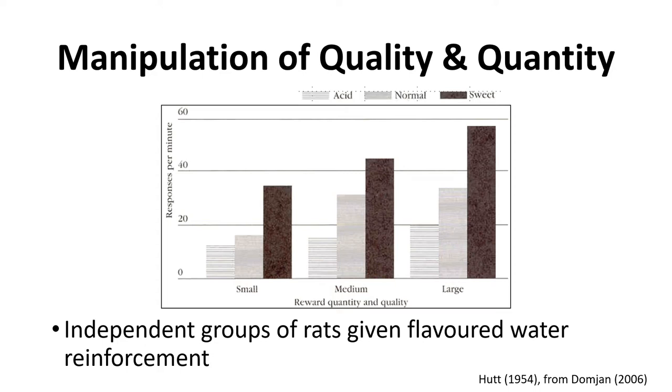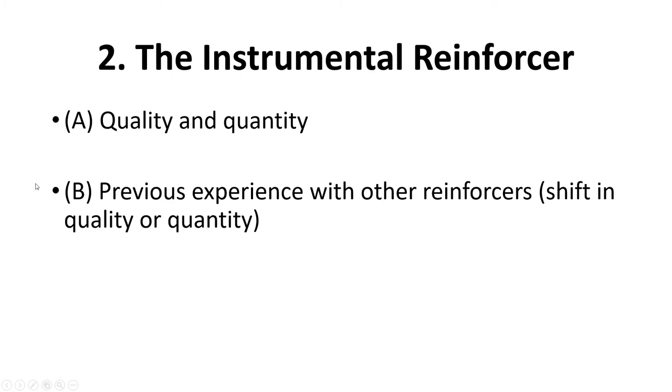Now, the next thing that we want to consider is, well, what if these groups weren't independent? What if we used the same rats, and some of them would start off getting a small amount of water, and then they'd get a medium amount, and then maybe later on they'd get a large amount? What if they had prior experience? How would that change their behavior?